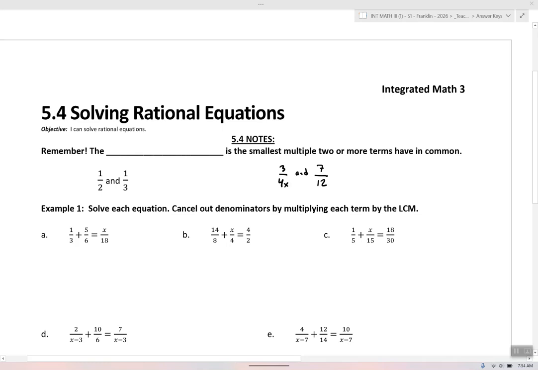In today's notes, we're going to be solving rational equations. And again, by rational, I mean fractions. So these are equations that involve fractions. And to do this, to solve an equation with a bunch of fractions in it, we need to use the least common multiple.